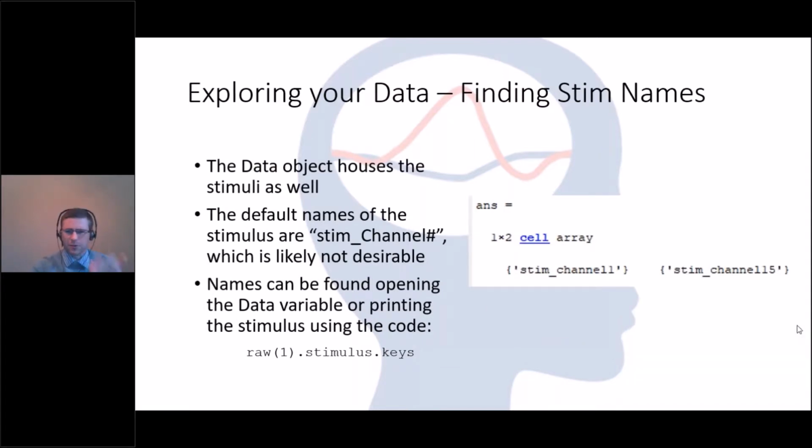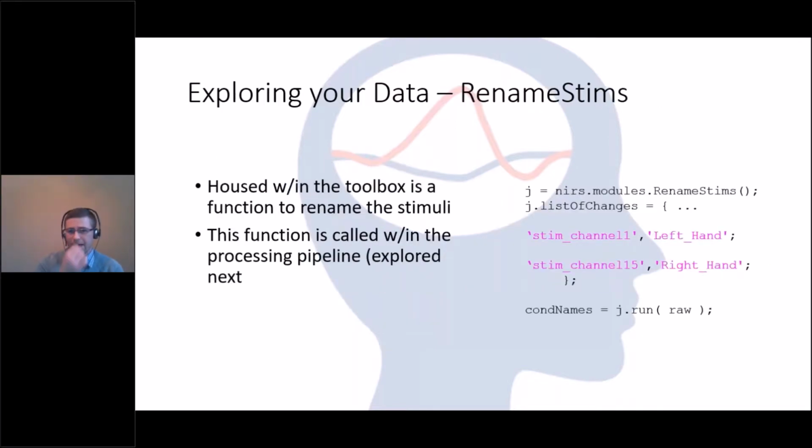we want to actually find where those are located. Those are located in the raw variable, I'm looking at subject 1 again, .stimulus, and the stimulus has a field called keys. The keys are the names. There's also a field called values, which will contain all of the numerical information. But I'm worried about the keys right now. So if I want to change that, I will call a function called rename stims. And again, that long list of functions, this was housed hidden within that.